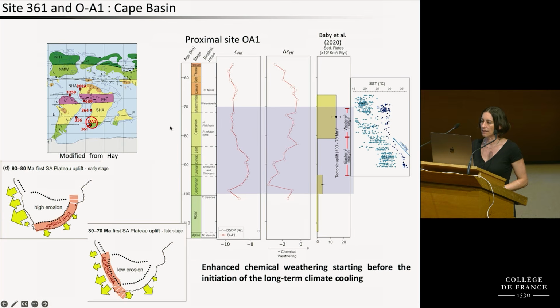For the most proximal site, what we see on this record is again an increase recorded in the capital delta epsilon hafnium, marking an increase in chemical weathering, with more or less stable values of epsilon neodymium, except here, where we see probably an enhanced erosion of the Karoo basin that is present in South Africa. And what is important here is that this increase in capital delta epsilon hafnium and in chemical weathering occurs a bit earlier than the two other signals that I have shown you, beginning in the Cenomanian and preceding the long-term cooling that is recorded in the seawater temperatures.